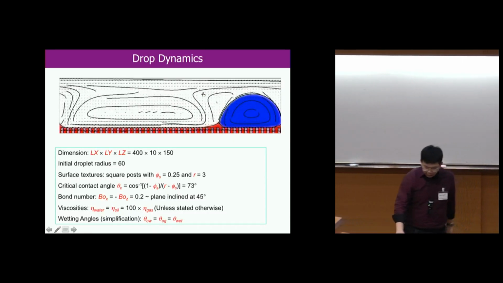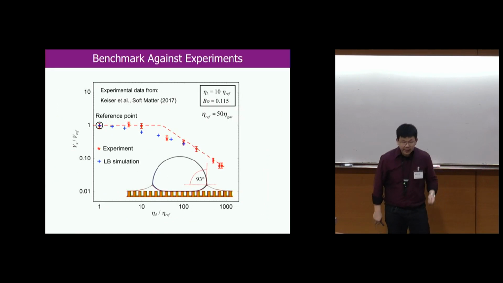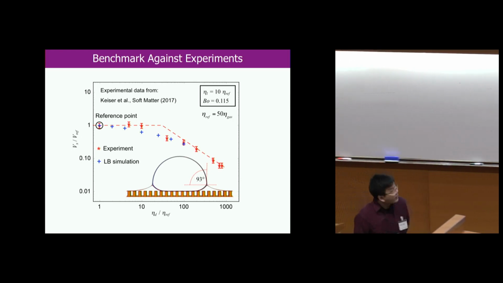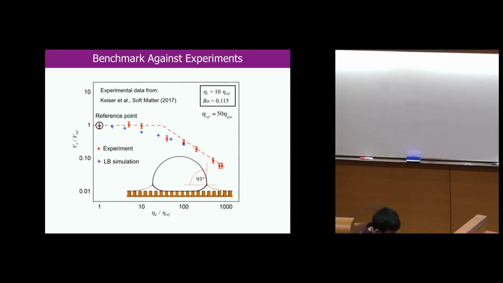Now, again, we do our homework. There is a beautiful data set by David Quéré. The red data points are the experiment. What you see here is that David was using a series of experimental systems where he kept everything the same except he varied the droplet viscosity. The x-axis is increasing droplet viscosity, but he keeps everything else the same. These are the experimental data, and this is our simulation data. And I would say that we are quite happy with the agreement.